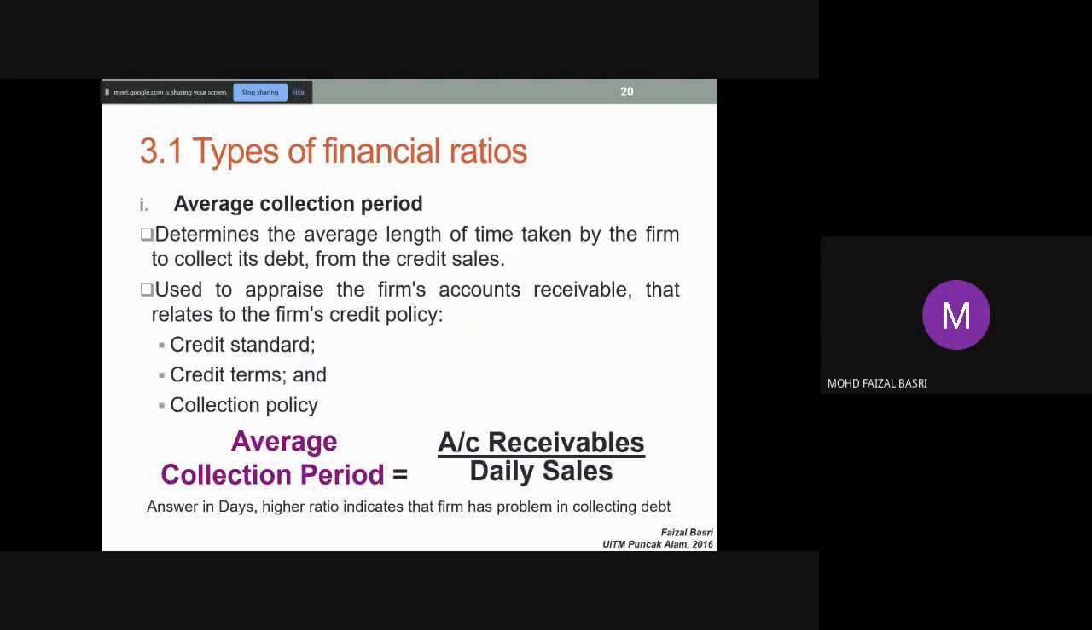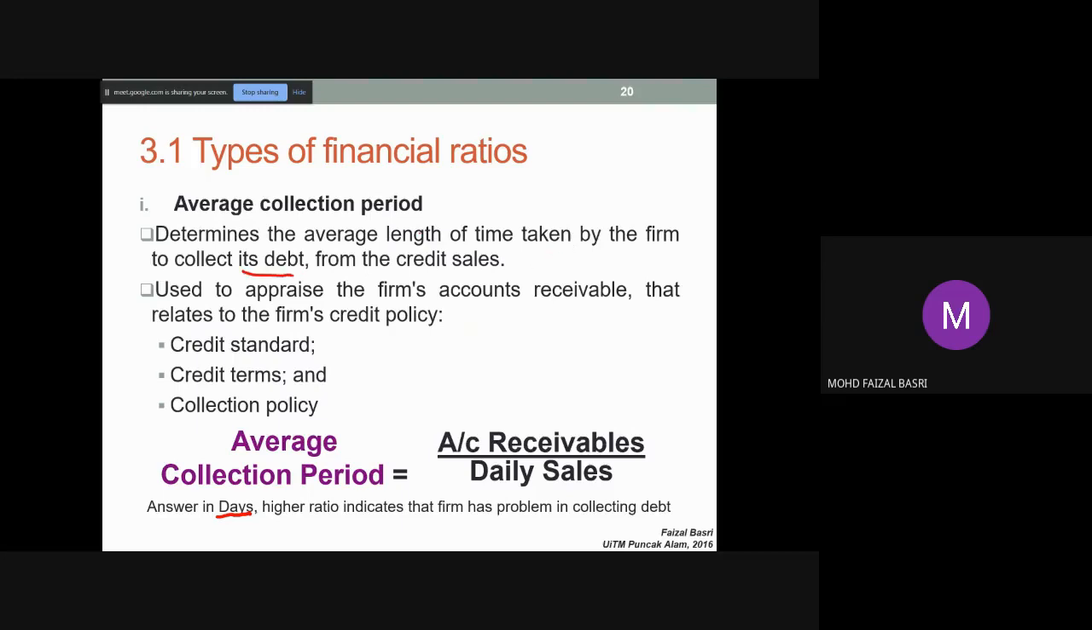All right, so this is the ratio, the only ratio, in fact, that's going to use days. Okay, days. You remember tadi kita ada in times, ada in percentage. If it's in times, we don't have to multiply with anything, but in percentage, we multiply with 100. In days, usually what I'm going to do, I will multiply with 360. Okay, but anyway, nanti I explain. So this ACP will determine the average length of time taken by the firm to collect its debts.